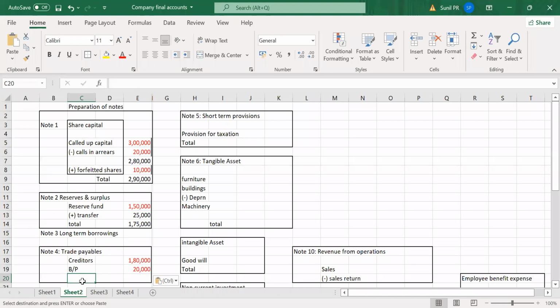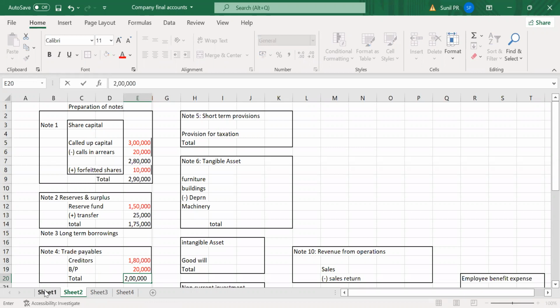Next, write the total. So now creditors and bills payable total, what will be the amount? 1 lakh 80 thousand and 20 thousand. 2 lakh is the total. Now note 4 is over.